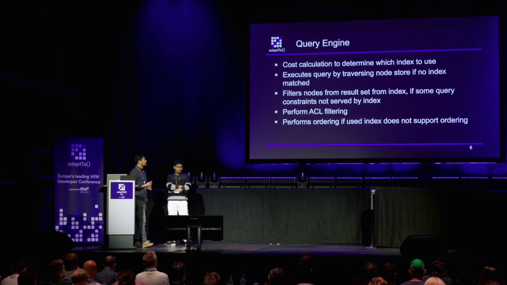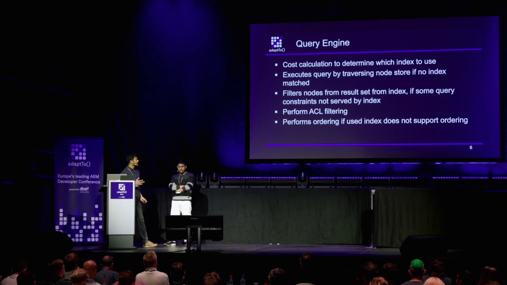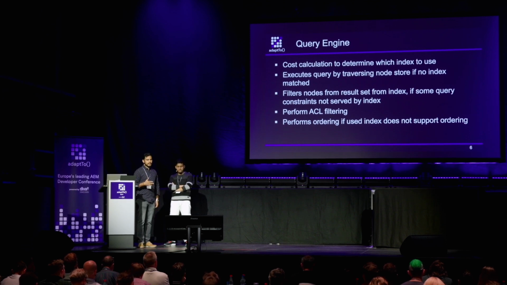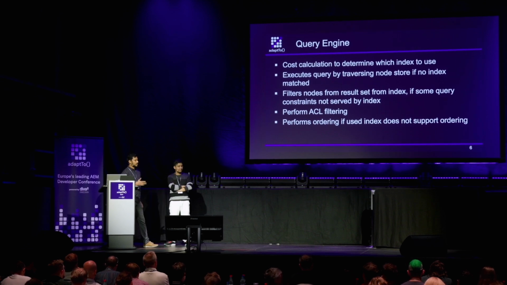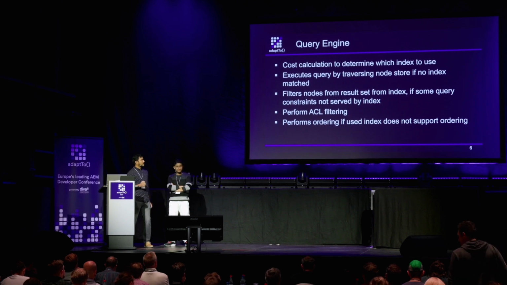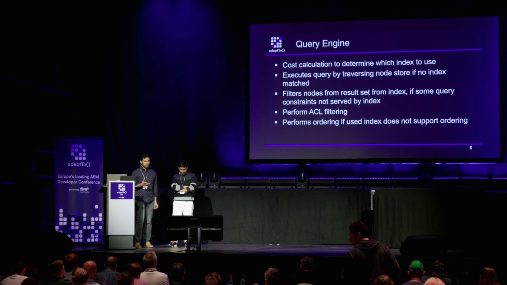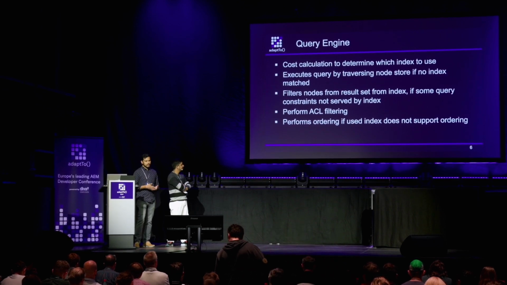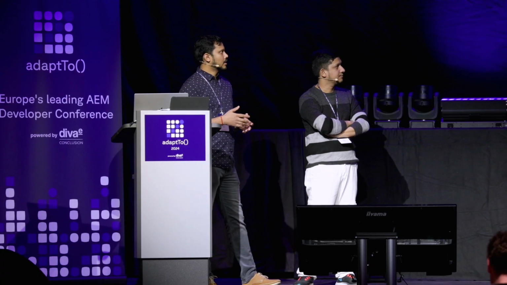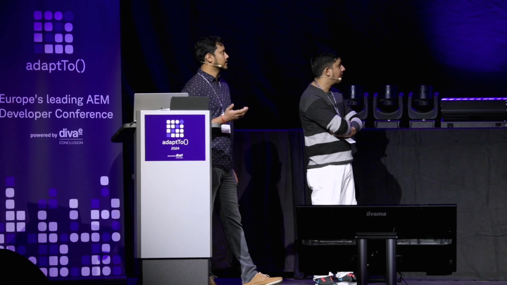So, the query engine. As soon as you execute a query, the first thing the query engine does is figure out what index it should pick, what's the best index to use for returning the results for this query. It estimates some cost for different indexes and figures out, okay, this is the best index we can use. If there is no index to return the results, in that case, the query engine executes the query on its own and does a traversal on the node store to give you the results.